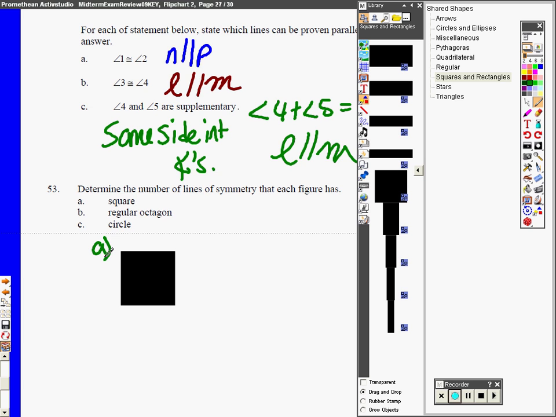Because all of the sides are congruent, we can cut the sides in half and we can fold it over this line and it will match up perfectly. Also, because a square has congruent sides, we can also cut it down its diagonals. So in this case, we have 1, 2, 3, 4 lines of symmetry.